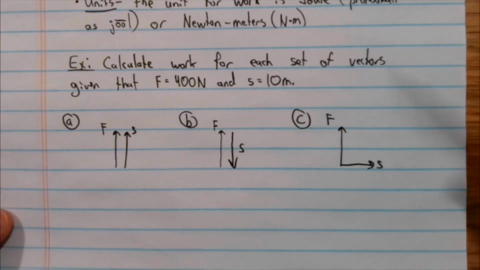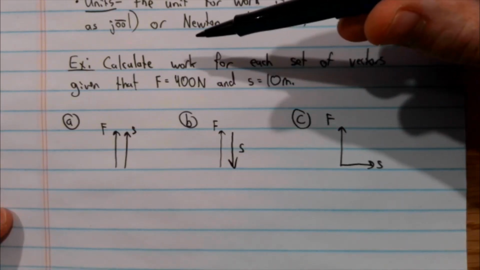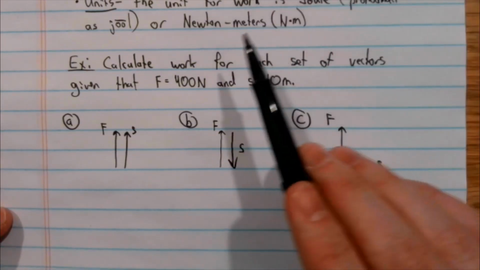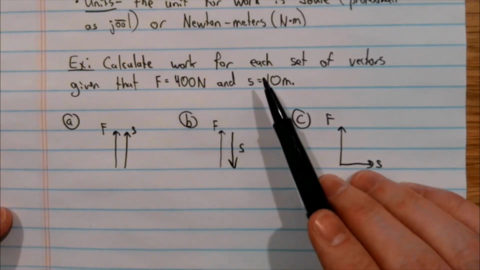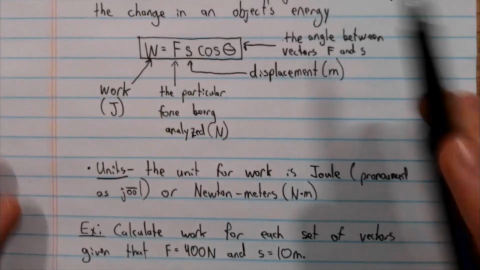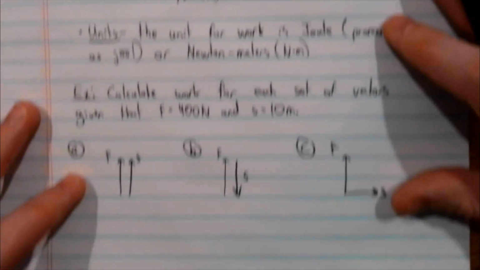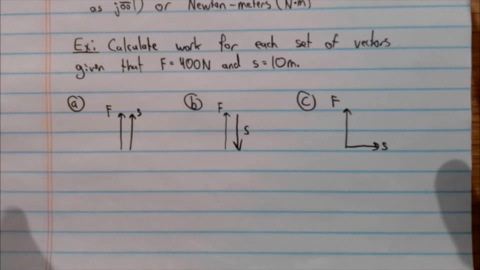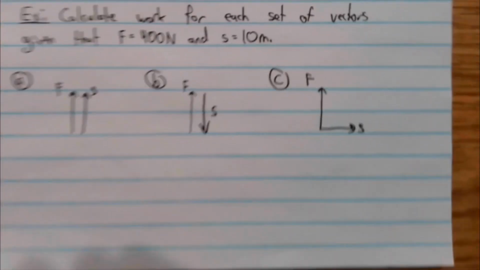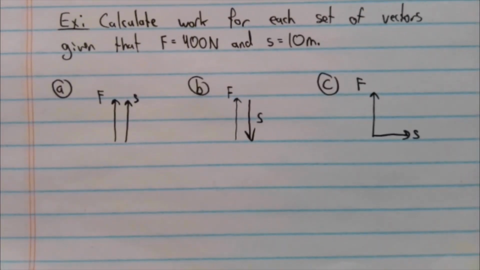So if we go to calculate work, it's going to be pretty easy to start. It's going to be 400 times 10 times cosine theta. So for each of these, all we really need to do is determine theta. And I chose these examples because they're a little bit weird.